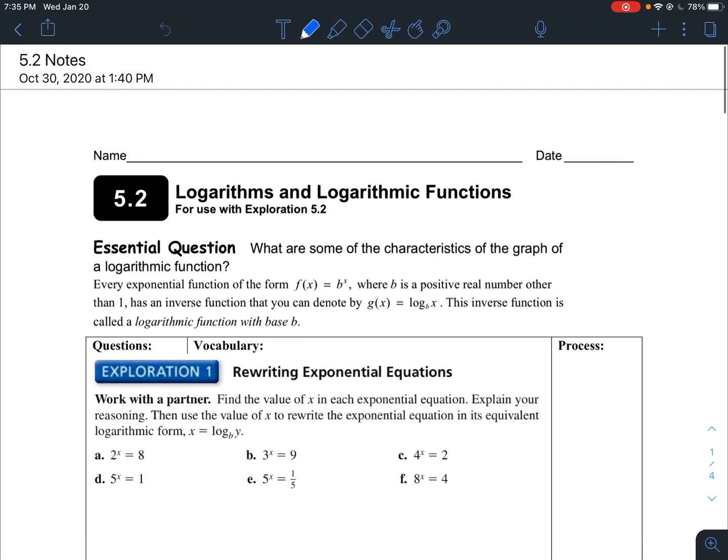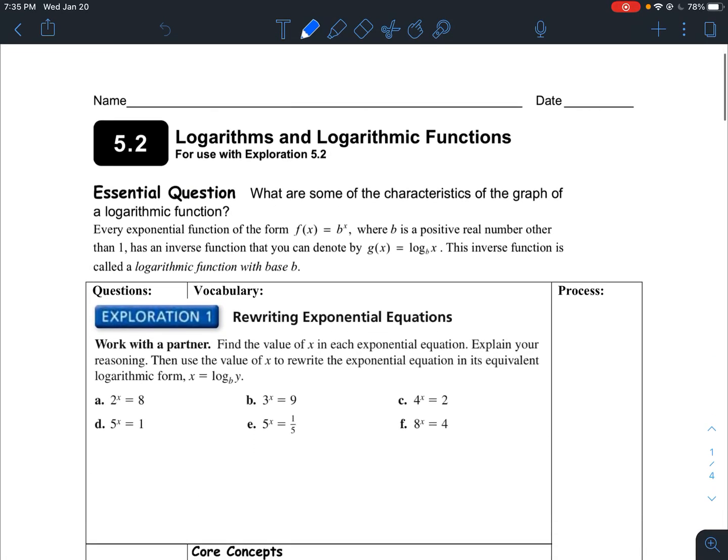Alright, so now we're going into 5.2. In 5.1 we talked about the natural base e, and we talked about its function, right? So the function of the natural base was y is equal to e to the x. Okay. Now, again, these types of functions have inverses.